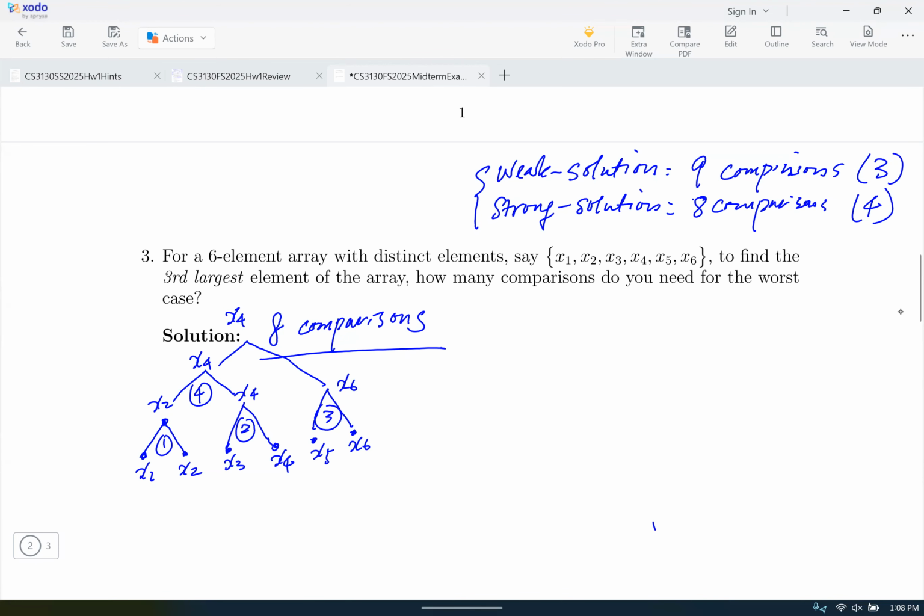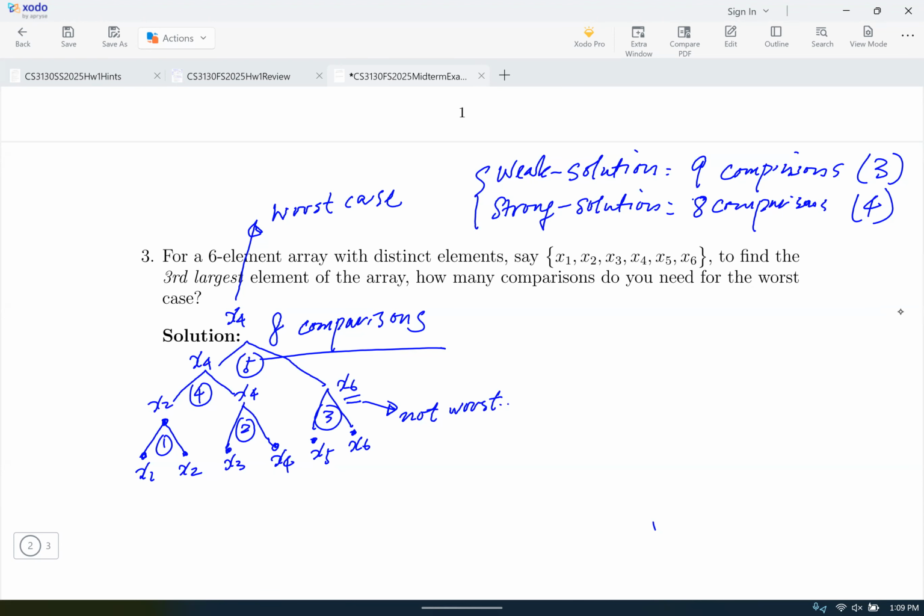No, not X6. In the last comparison, you want to make X4 the winner because that corresponds to the worst case. If you make X6 the winner, that's not the worst case. Because we always focus on the worst case, right? So not worst case. How do you see that? You may ask, how do you see that?